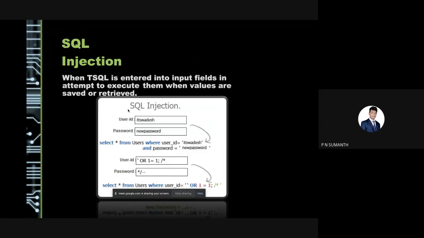After that, SQL injection. You might know what SQL injection is. It is the most common and most widely used attack. The first case of SQL injection was in 1972, I guess, if I'm not wrong. See the example here: user ID and password. The user ID is Adesh, anything like that, and the password is a new password. Anyway, the password is stored in the database. So instead of that, what a user does is use an SQL command.